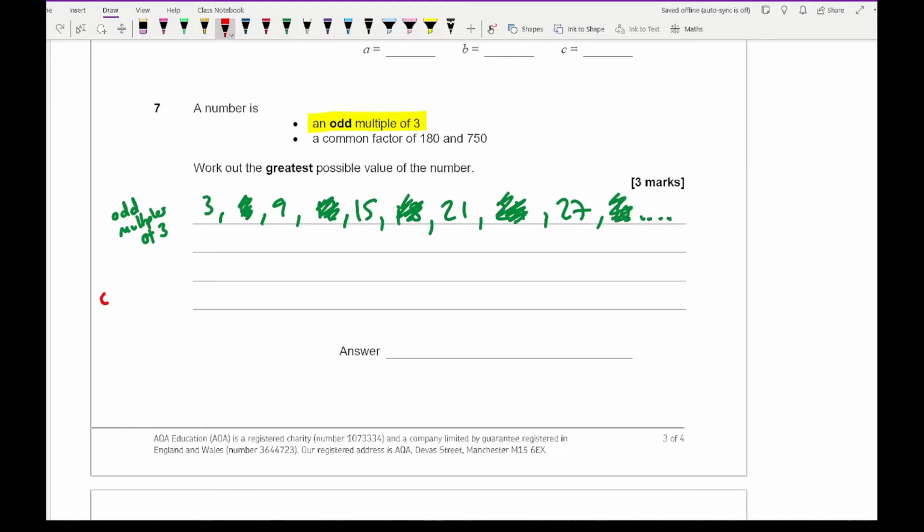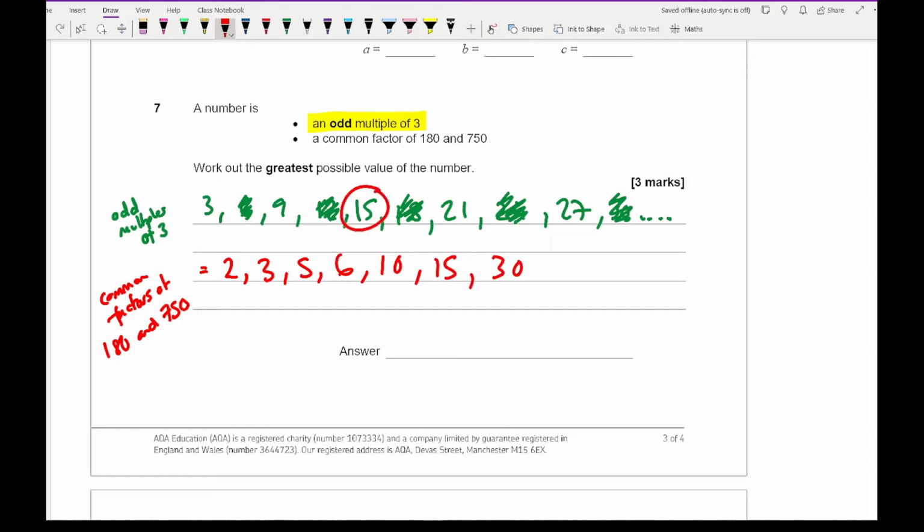Then we want to do the common factors of 180 and 750. And again, we're looking for numbers that divide into both those numbers, leaving no remainder. And they're both even, so we're going to go for 2, 3, 5, 6, 10, 15, and 30. So which is the biggest number that appears in both those lists? Well, it's going to be 15.